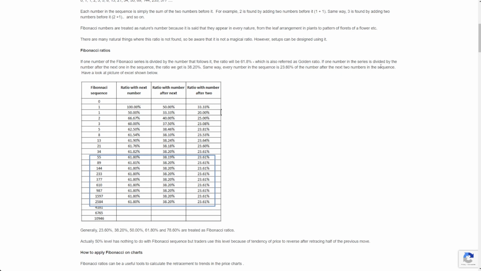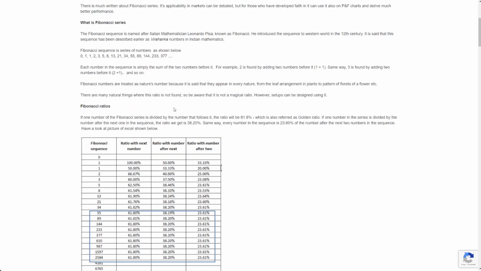If one number in the series is divided by the number after the next number in sequence, the ratio we get is 38.20%. It's also a very important number in Fibonacci. Same way, every number in the sequence is 23.60% of the number after the next two numbers in the sequence. Have a look at the picture of Excel shown below.